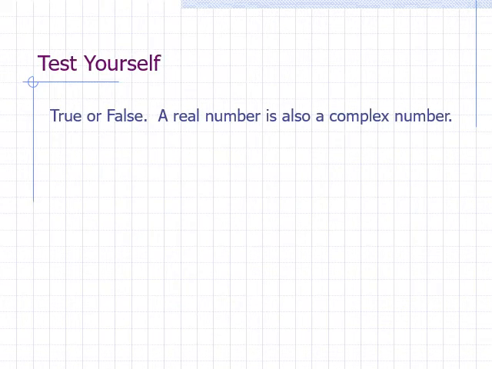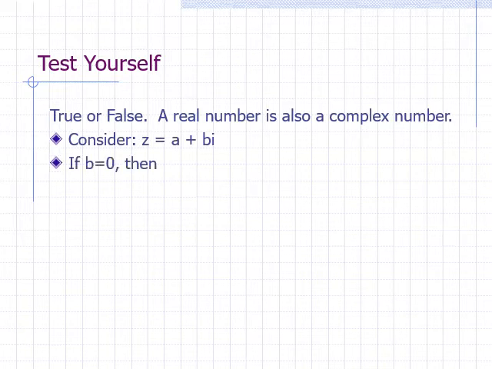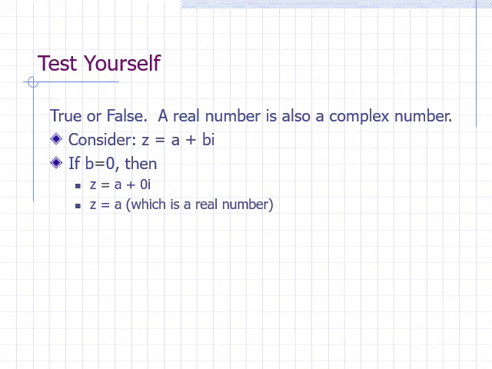True or false? A real number is also a complex number. We said that a complex number can be represented as a + bi, where a and b are real numbers. So let's say the complex number z is equal to a + bi. What if b is equal to 0? Then z will be equal to a + 0 times i. But 0 times i is just 0. So if b equals 0, z will just be equal to a, which is a real number.